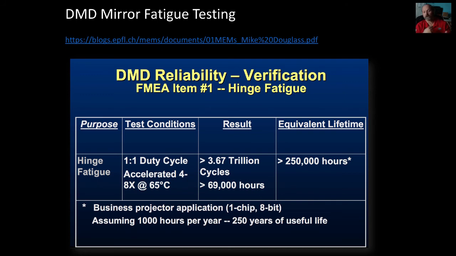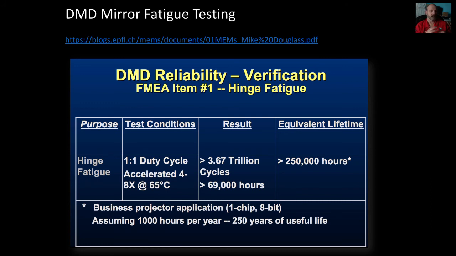Okay, so they would do these tests at 4 to 8 times the normal frequency, and then they'd run it until the thing breaks, one of the pixels break. So they were doing this fatigue testing, and they found they went out to 3.6 trillion cycles on a mirror, and it still wouldn't break. Okay, so if you convert that into runtime hours, that's about 69,000 hours, which is a long time.